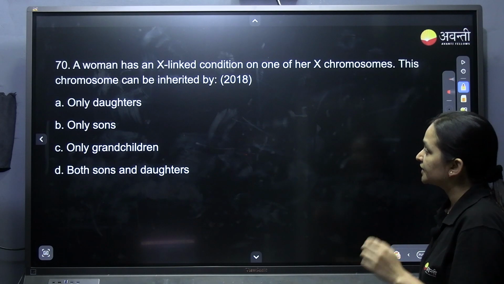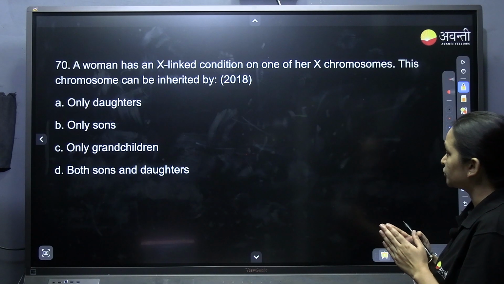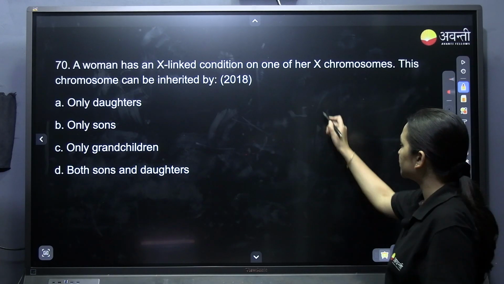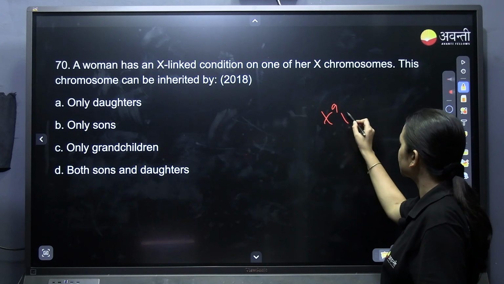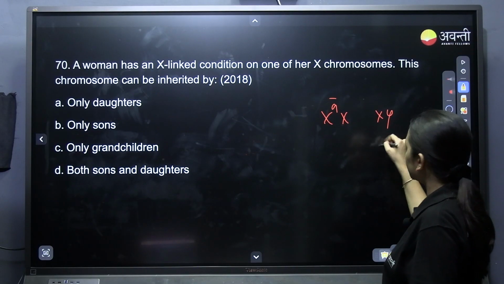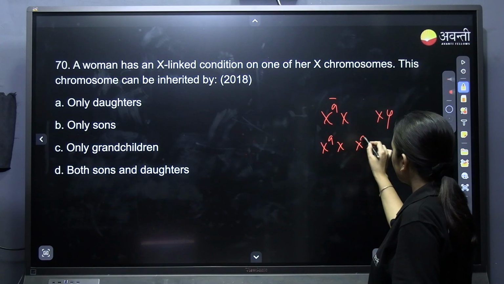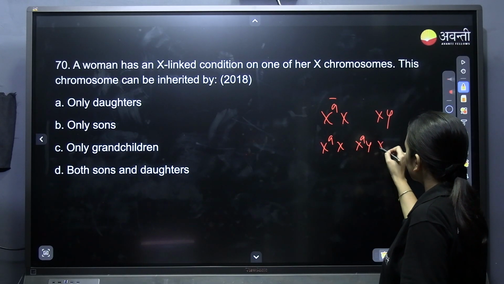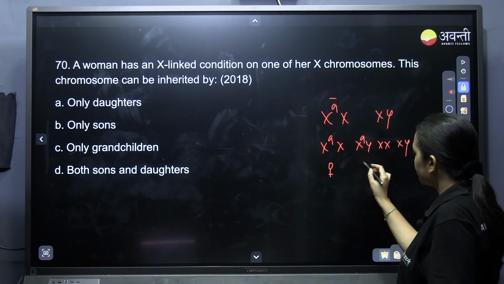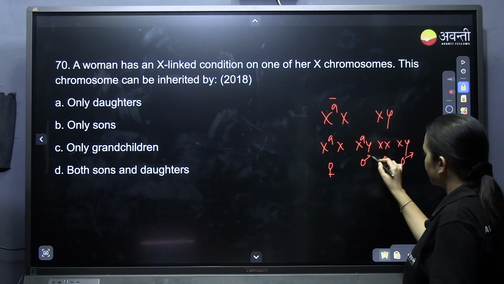The woman has an X-linked condition on one of her X chromosomes. This chromosome can be inherited by, she has some condition. Only sons. She has some condition on one of her X chromosomes. So we take a normal male. If we say XA X, XA Y, XX, XY. So this is daughter, son, daughter, son.